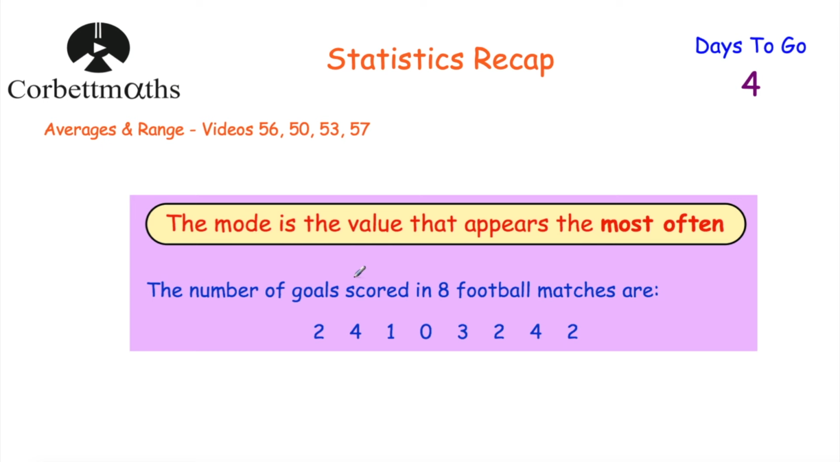So if you had a list of numbers like this and you're asked to find the mode, you just look and see which one appears the most. In this case, it would be 2 because it's 1, 2, 3 2s, and no other number appears that many times. So the mode is the value that appears the most often.